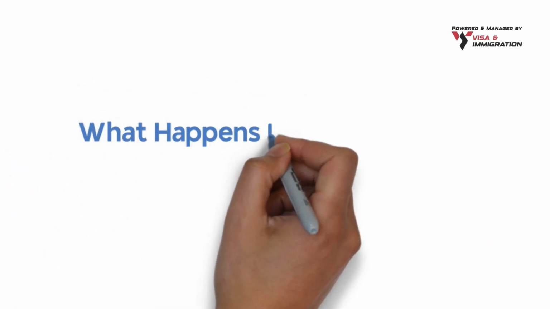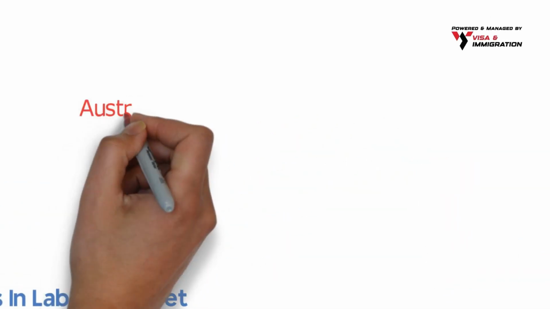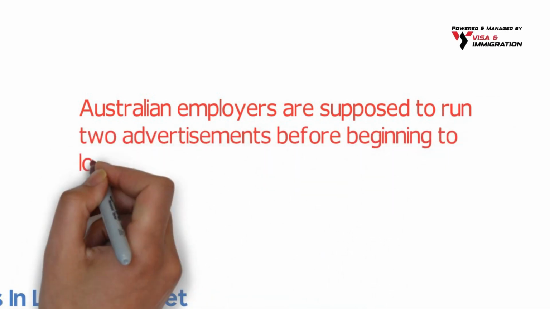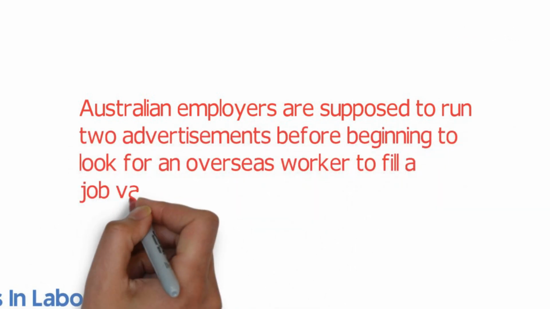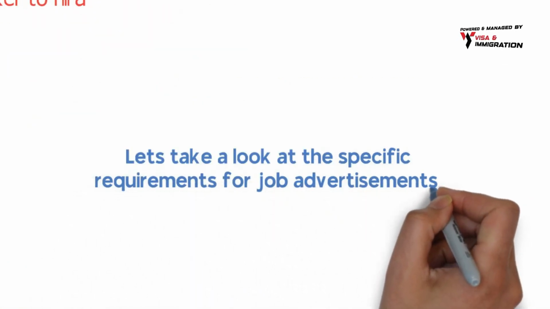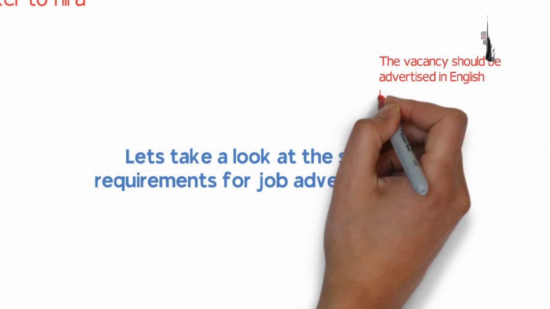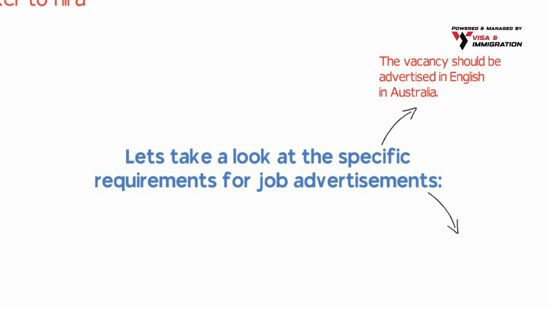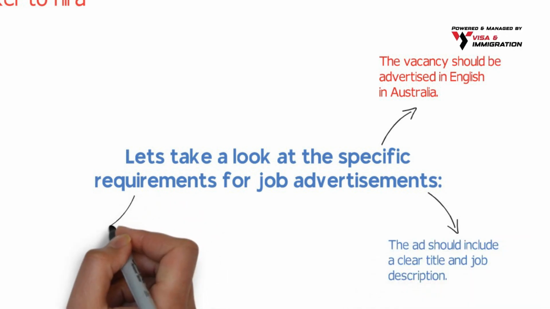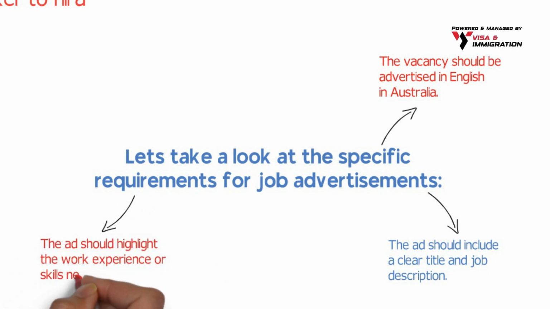Now, let's discuss more regarding what happens in labor market testing. Australian employers are supposed to run 2 advertisements before beginning to look for an overseas worker to fill a job vacancy. Let's take a look at the specific requirements for job advertisements. The vacancy should be advertised in English in Australia. And the ad should include a clear title and job description. Plus, the ad should highlight the work experience or skills needed for the job.